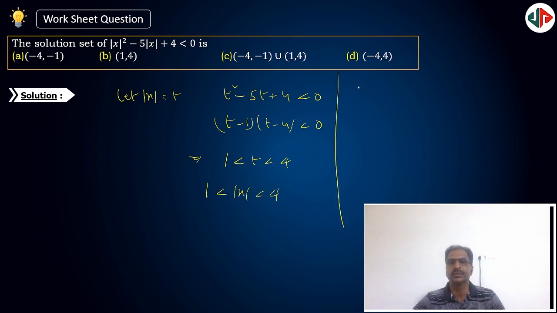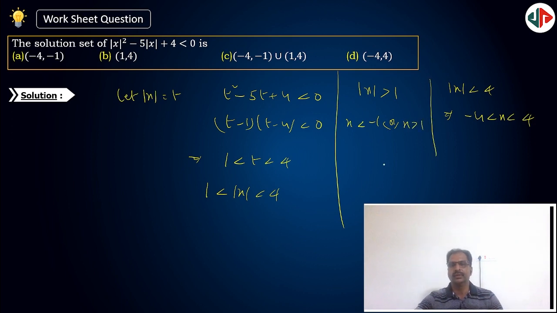So from this, mod x is greater than 1 and mod x is less than 4. Mod x less than 4 means x lies between minus 4 and 4. Mod x greater than 1 means x is less than minus 1 or x is greater than 1. Now draw the number line: this is minus 1, 1, 4, minus 4, and the end values minus infinity and plus infinity.